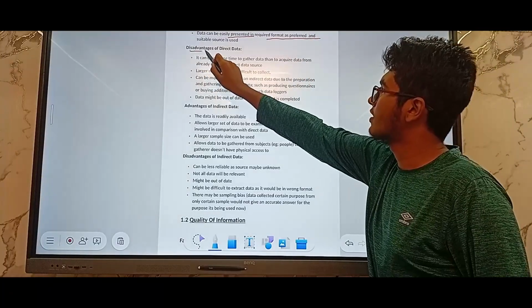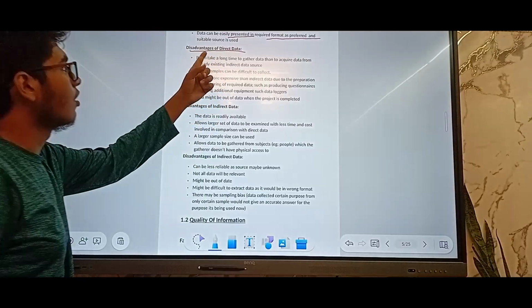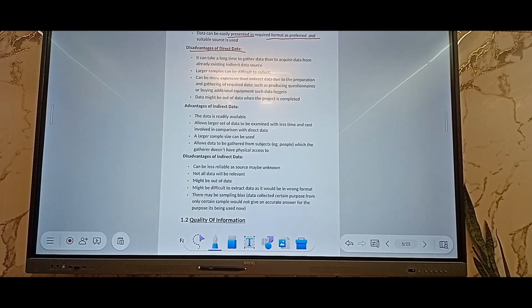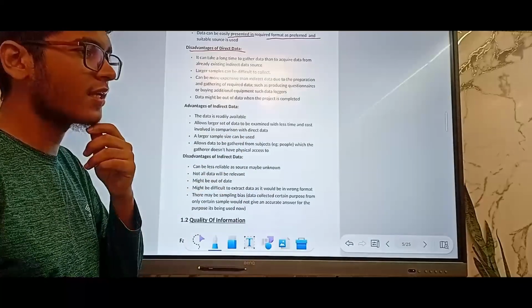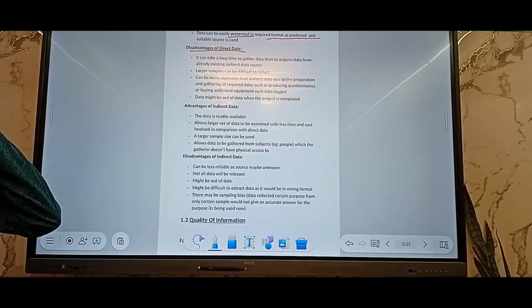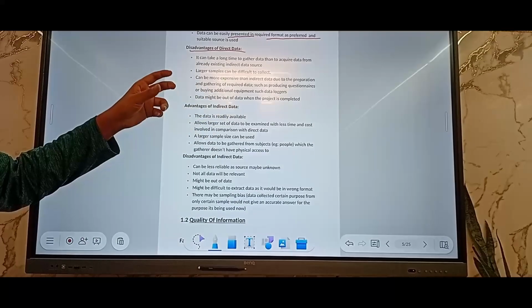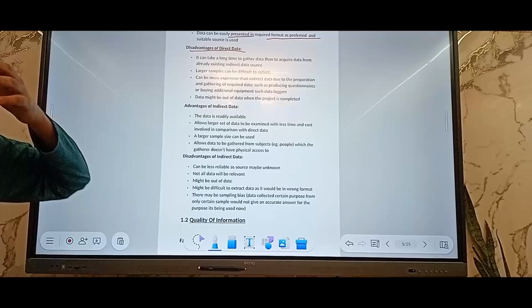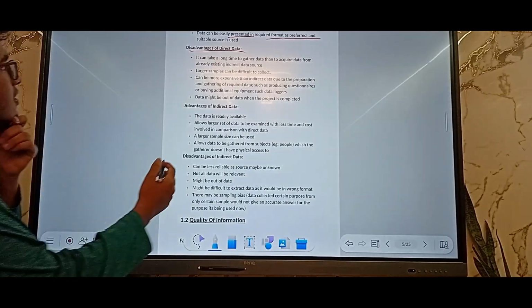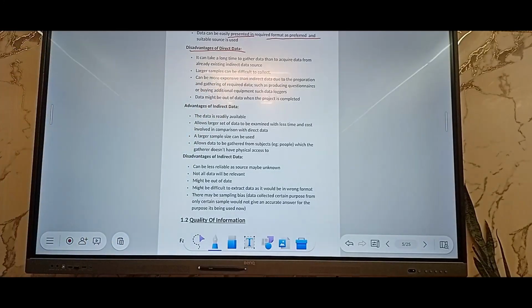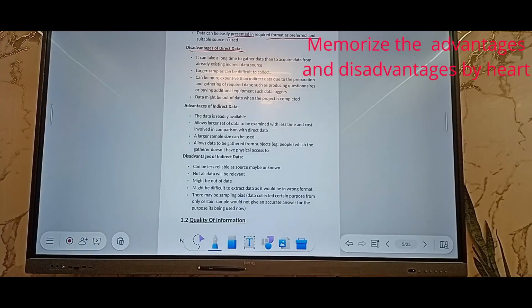Now, the disadvantages of direct data. It can take a long time to gather data compared to acquiring data from an already existing indirect data source. Indirect data sources are easily available because we have data brokers, companies who sell or collect data, so you can readily buy all sorts of data from them. But you do not know how reliable they are, right? If you want to collect the data yourself, it's going to take a lot of time. So this is what they said: it can take a lot of time to gather data compared to acquiring it from an already existing indirect source, which is third party basically.